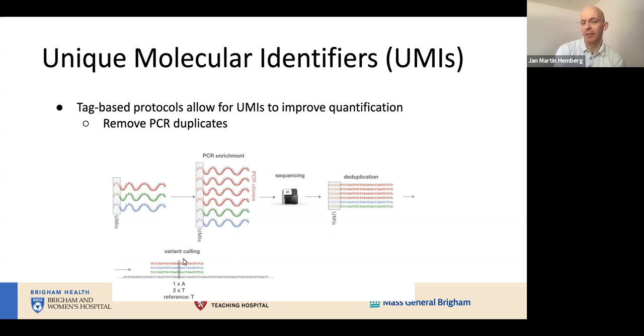And that conclusion you'll be able to get if you have the UMIs and if you collapse the reads that corresponded to the same UMI.